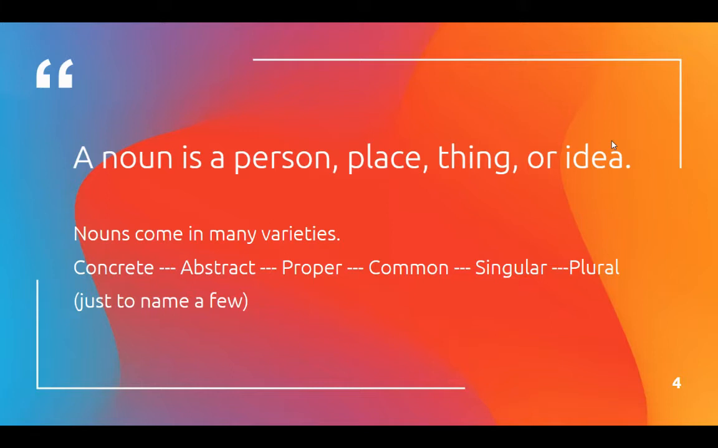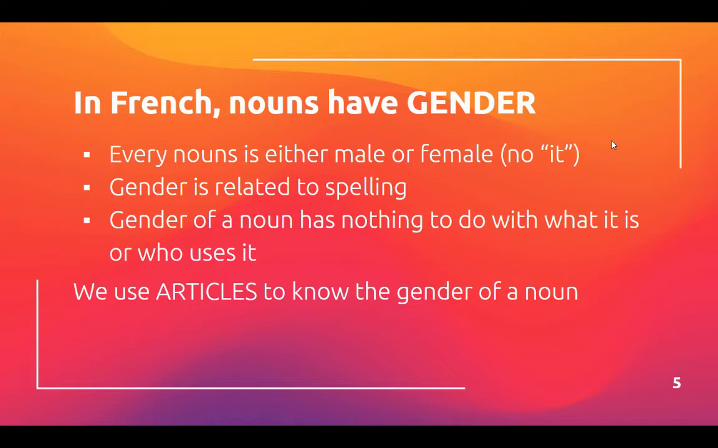They also come in singular and plural, and that's what we're going to talk mostly about today. Singular means just one of it, single. Plural meaning two or more items. So these are just a few of the ways that we can describe nouns. So let's talk about them in French.